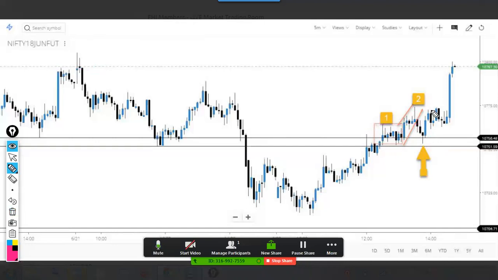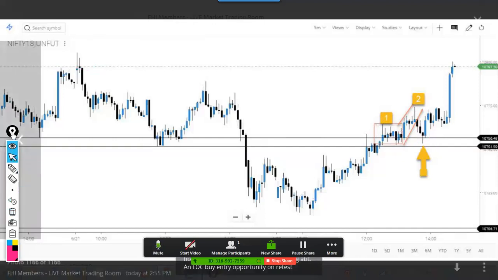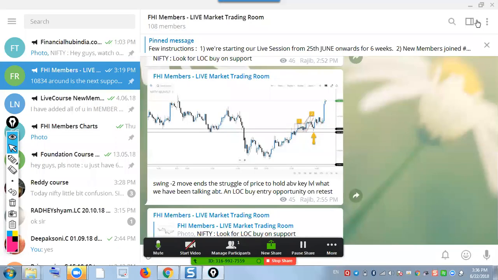Then you can use the pullback on the key level again to go ahead with your trades, whatever pullback strategy or trading strategy you use to open a trade in the trend. So I think that's it. We talked a lot about the price action context today.